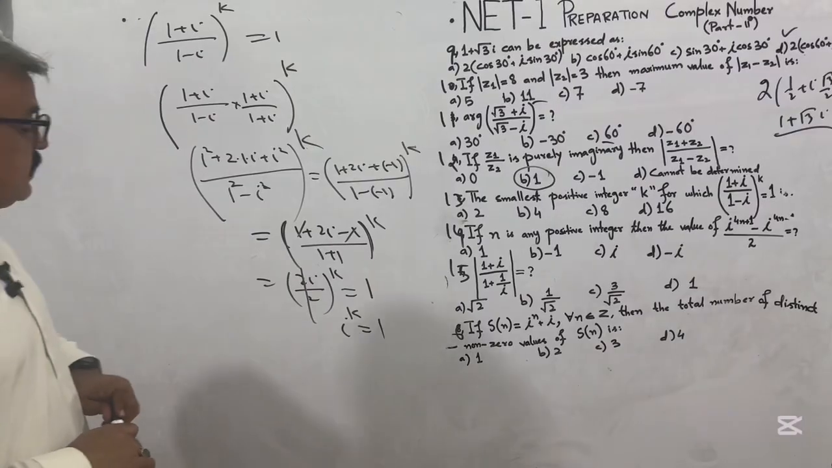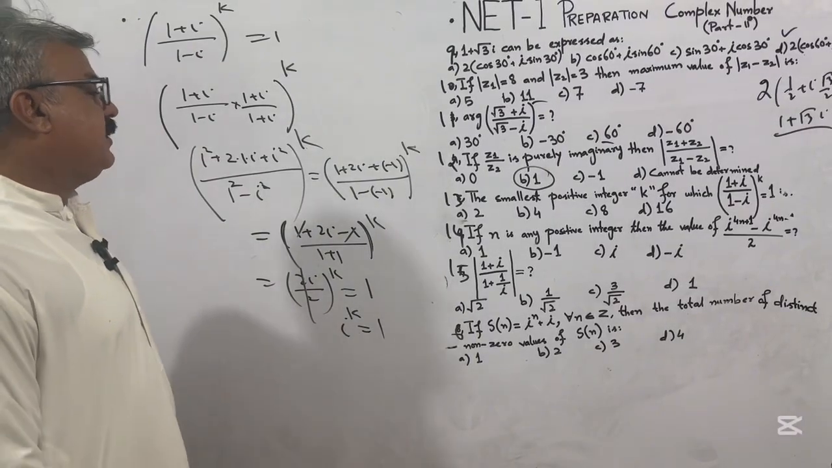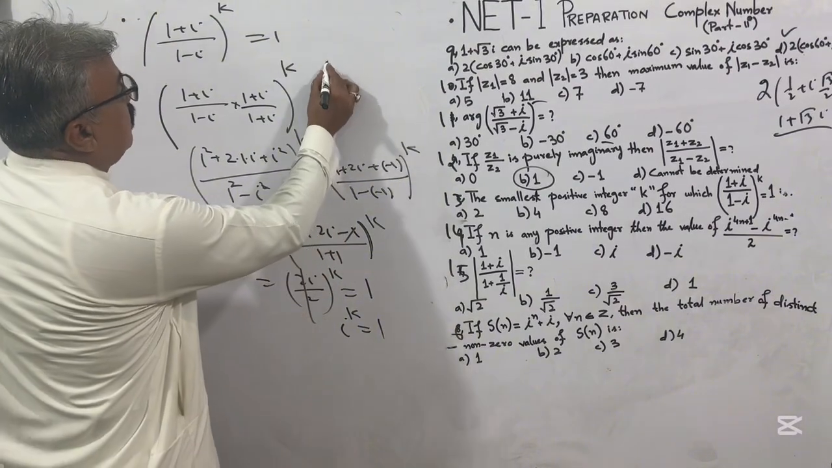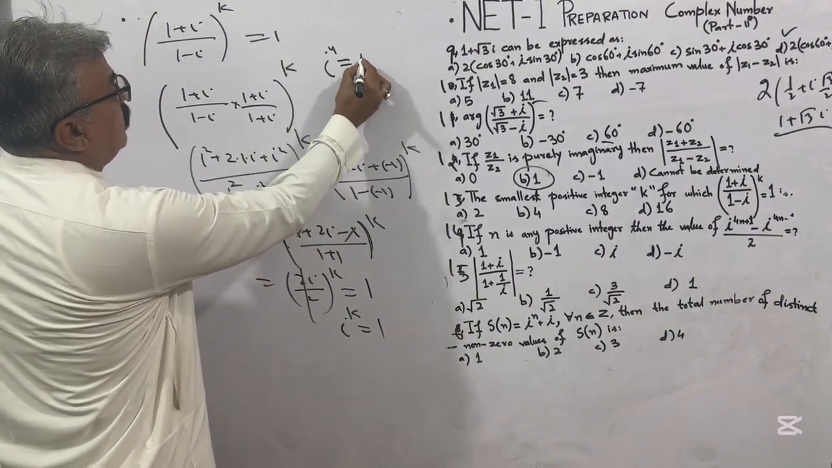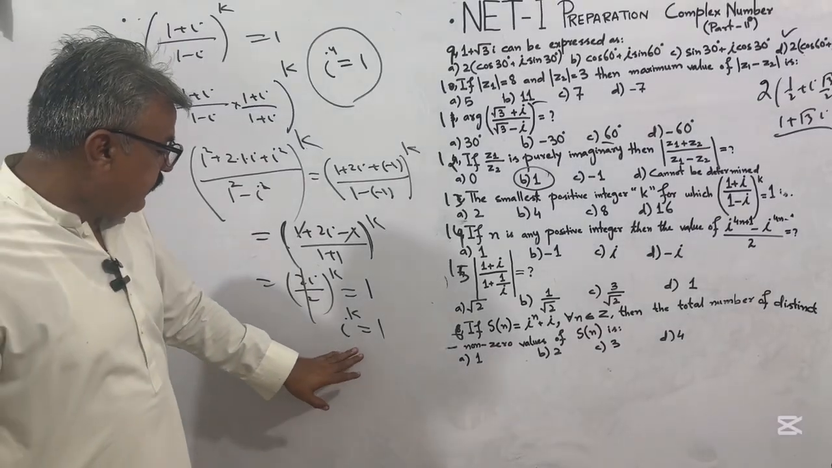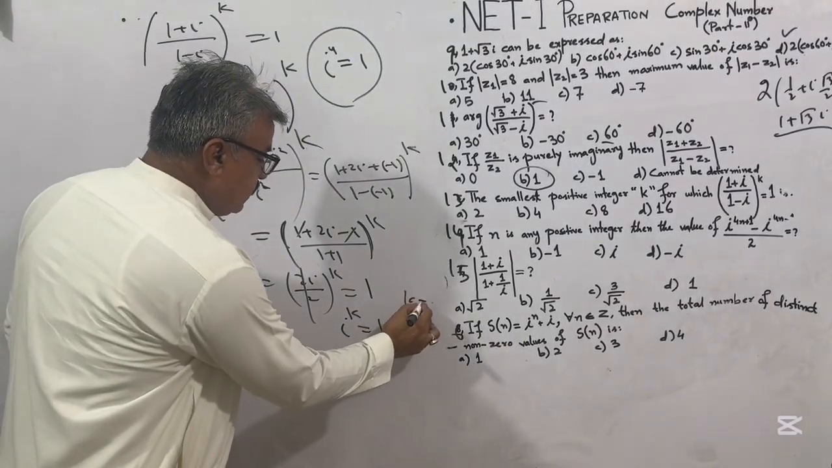We are interested in the smallest positive integer k that results in 1. We are familiar, iota power 4 is equal to 1. So k is equal to 4 in that case.